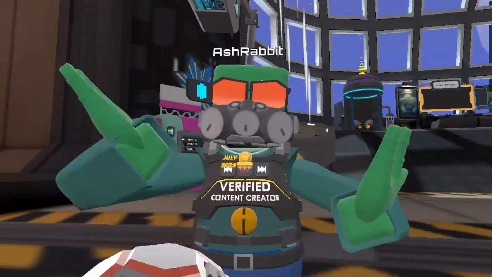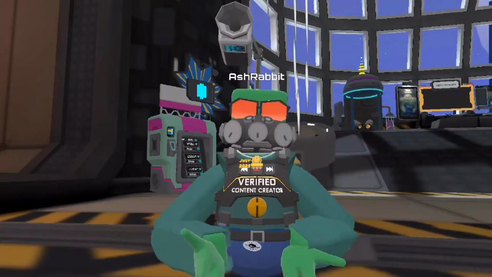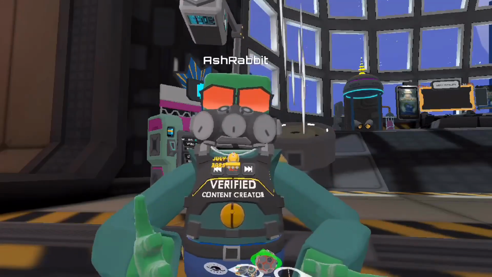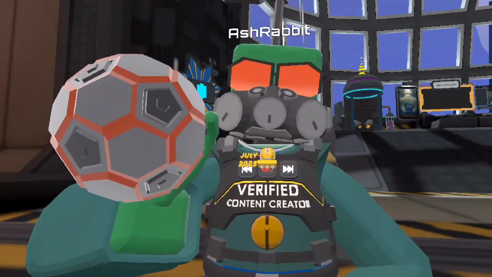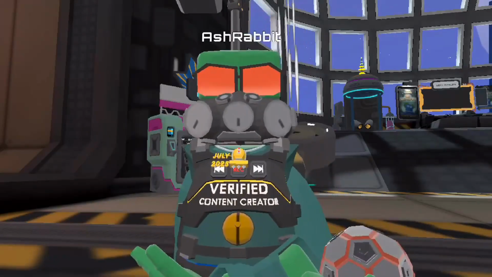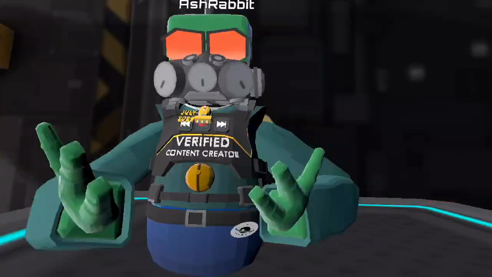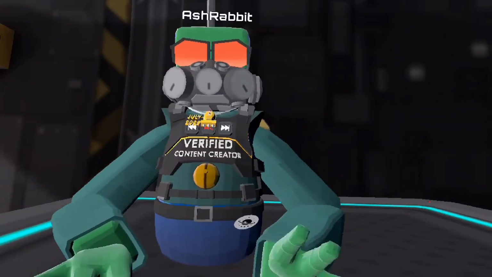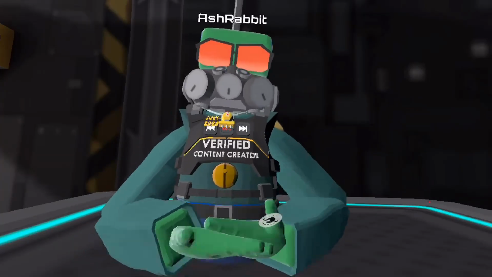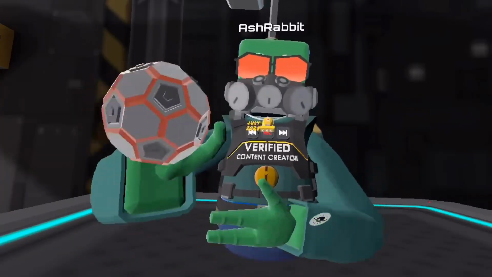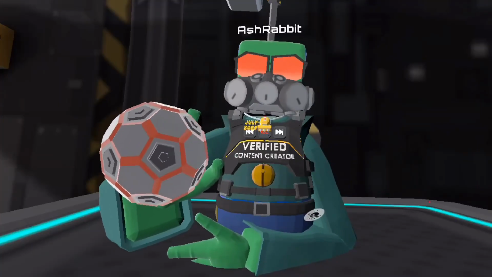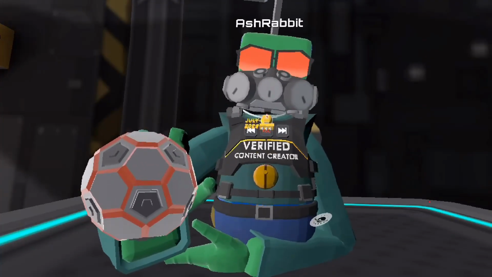So this is a frag bomb. I want to calculate how many popcorn pops it would take to equal one frag bomb. This might be my hardest video yet. So the first and probably the hardest step is figuring out how strong a frag bomb is. I don't know how to calculate that. Yeah, this video is gonna be really hard.